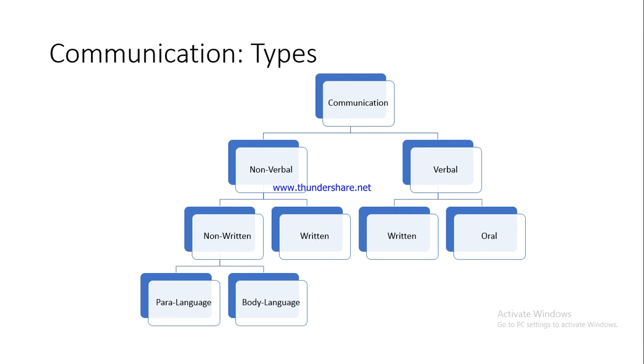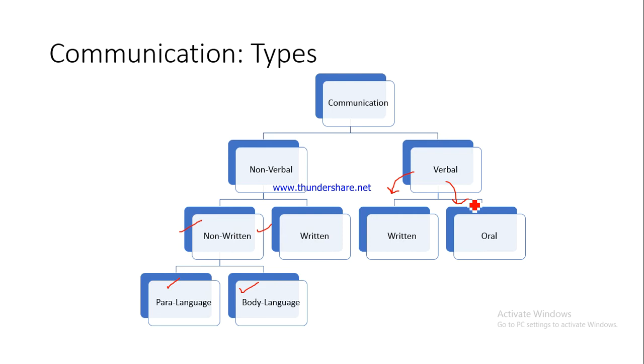So in that particular session we discussed the different types of communication. We talked about how communication can be further categorized into non-verbal and verbal, and how non-verbal communication can further be categorized into non-written and written. We talked about paralanguages and body languages. Then we talked about how verbal communication is also further divided into written and oral communication. I would hope that you are able to recall what we had discussed in the last session.